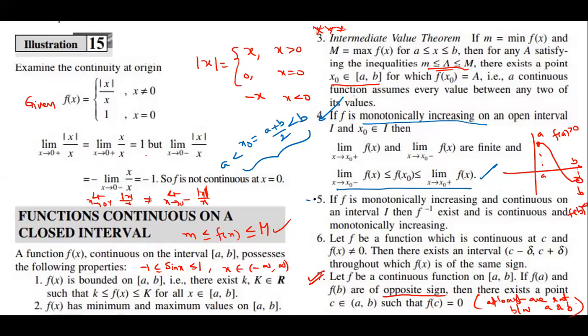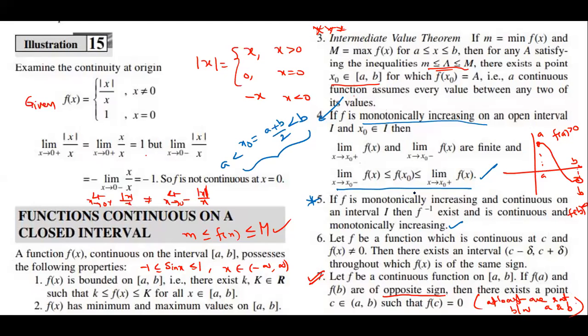Fifth one, f is continuous, monotonically increasing, then f inverse exists and it is continuous. Monotonically increasing means what? It is one-one and onto. It is continuous means what? Onto function. Monotonically increasing and continuous. Then f inverse exists, it is continuous and monotonically increasing.